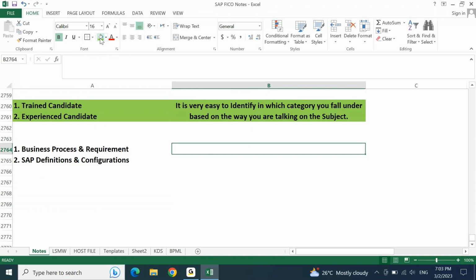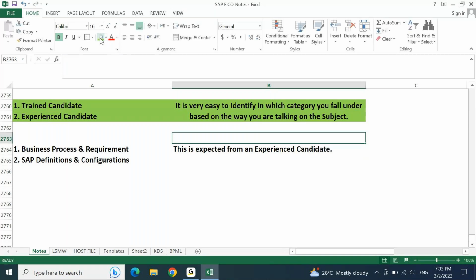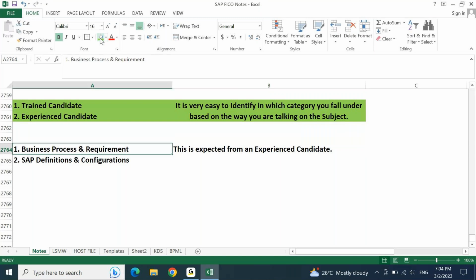So this is expected from an experienced candidate. Wherever we talk about an experienced candidate, we're talking about appearing experience on your resume. Okay, if your resume says that this is an experienced resume, let's say 3-year experience, 2-year experience, whatever experience you are showing, what kind of experience it is is immaterial. It's not going to be considered at all. First point, if your resume is showing some experience or not. If your resume is showing some experience, okay, then this is expected from you: business process and requirement.